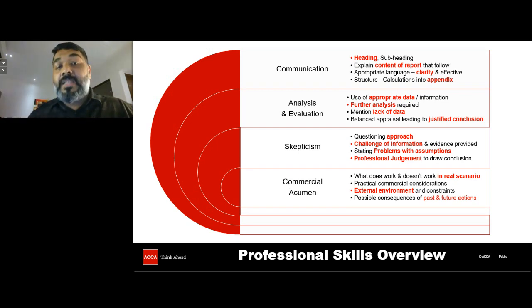Skepticism is about challenging the information, questioning what is being mentioned, stating what is the problem with the assumptions. It's about using your professional judgment to come to a conclusion. And commercial acumen is about, in real life, being able to say, yes, this works, this doesn't work. Practical concept of the business, and what is around the business, what is the external environment, what are the constraints in the environment, what has happened in the past, how is it going to impact the future actions. Now these points, you can use them as a checklist to ensure gaining more and more professional marks.